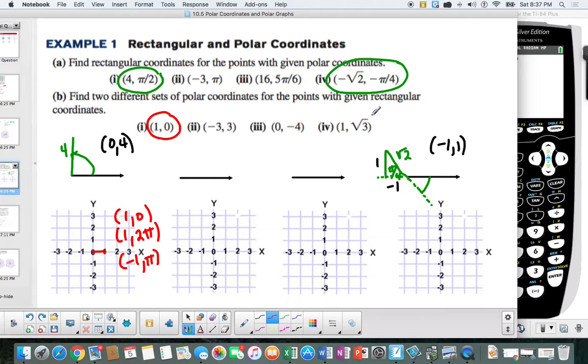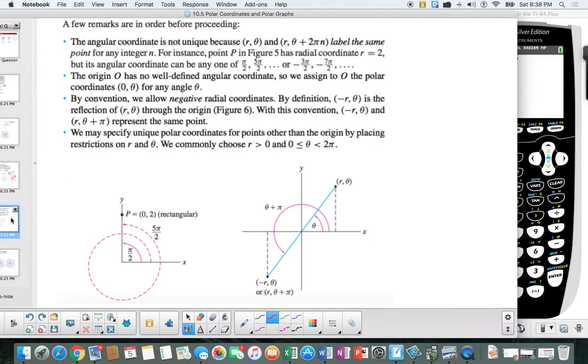Let's go ahead and do this one. So we're going to go over 1 and up 1.7. So we're going to go over and then up. What we would like to do is find the radius, which is going to be 2. And the angle that we're making right here is pi thirds. And again, that's not unique. This is telling us that we do not have a unique way to write our polar coordinates. They can be unique if you restrict the radius and you restrict your angle.